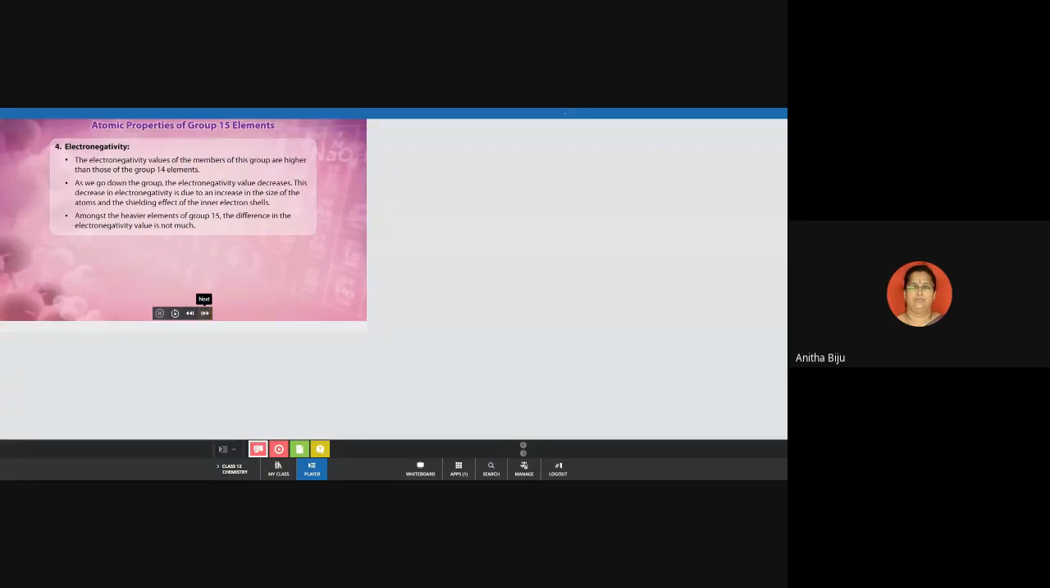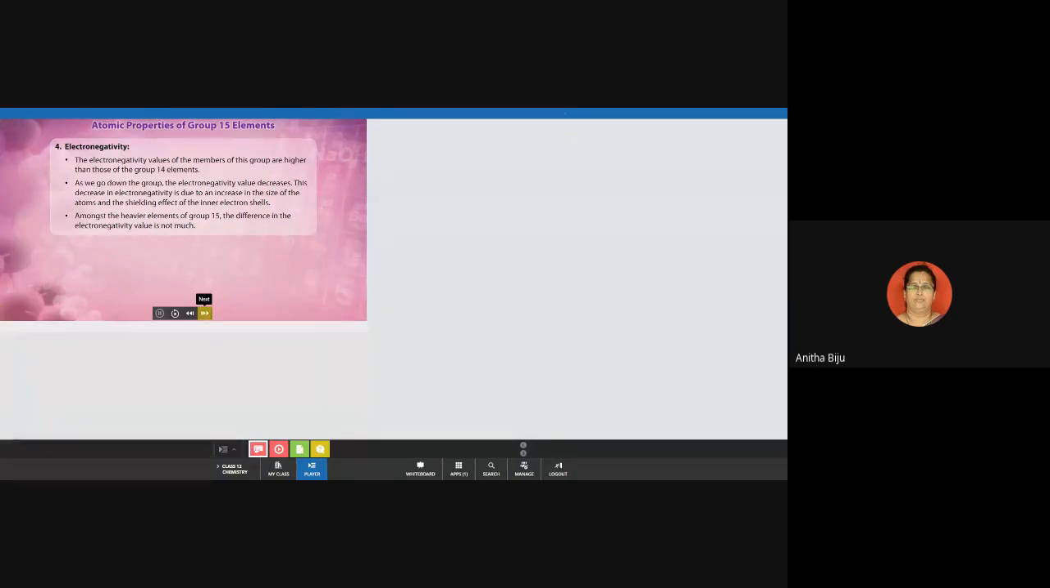So what is electronegativity? Everybody can write the definition. Electronegativity is the tendency. Underline the term tendency. It is the tendency of the bonded atom. Bonded means it is not related to an ionic bond. It is always related to a covalent bond, which forms between atoms of two non-metals. So it is the tendency of the bonded atom to attract the shared pair of electrons towards itself. That is called electronegativity.